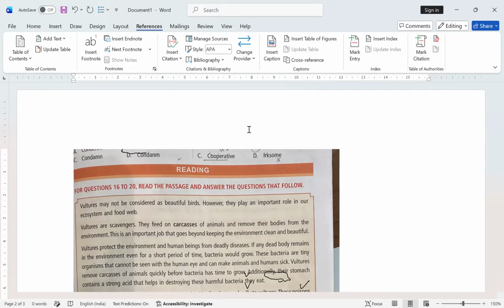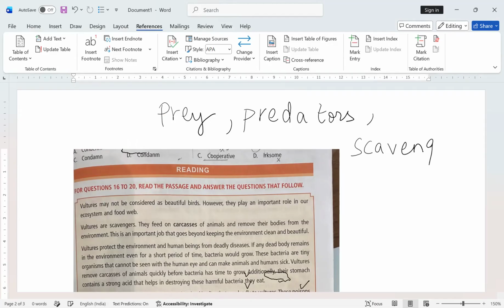Now I will tell you, there are two more words that I want to write here. Read. Prey, predators, and scavengers. Oh, the tigers and lions. So tigers, lions, hyenas, they are scavengers. No, no, no, no. What is a prey? First tell me this. What's a prey? The prey is the food of the animal. Okay. Suppose deer is the prey of a tiger.